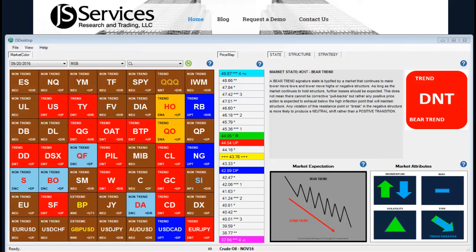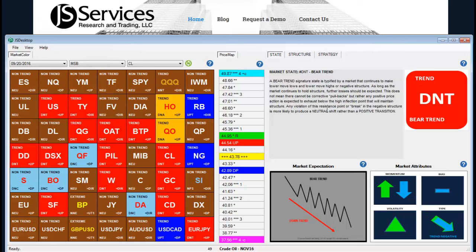Today is September 20th. We're going to go over crude oil. Crude oil is in a bear trend market state condition. Bear trend has an expectation of lower move lows, lower move highs. Attributes are it's a trending market, negative bias, good volatility. Part of the condition, there are pullbacks.